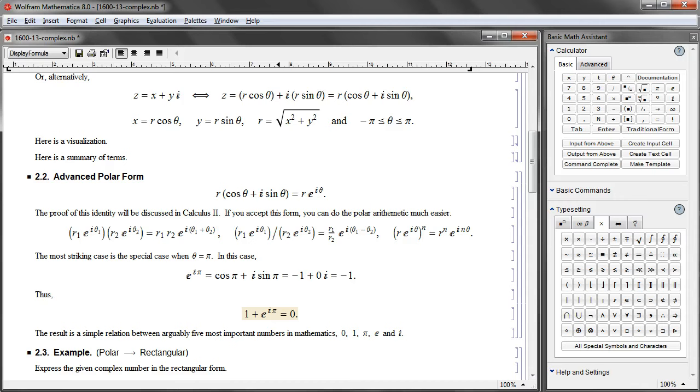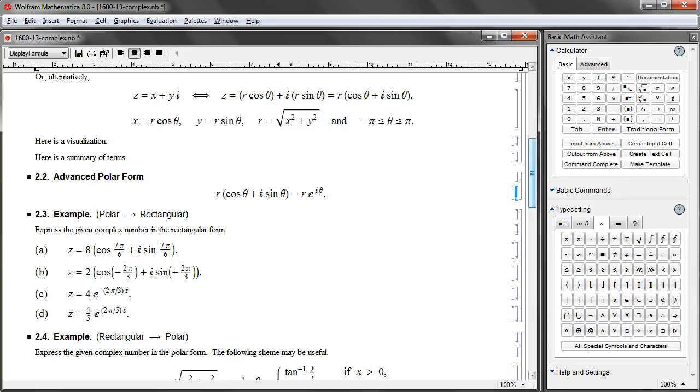Anyway, the final form here, 1 plus e to the I pi power equal to 0, is very interesting in the sense that it gives you a relationship between arguably the 5 most important numbers in mathematics: 0, 1, pi, e, and I. Those are all here, and we have an extremely simple identity. That's where mathematical beauty comes.